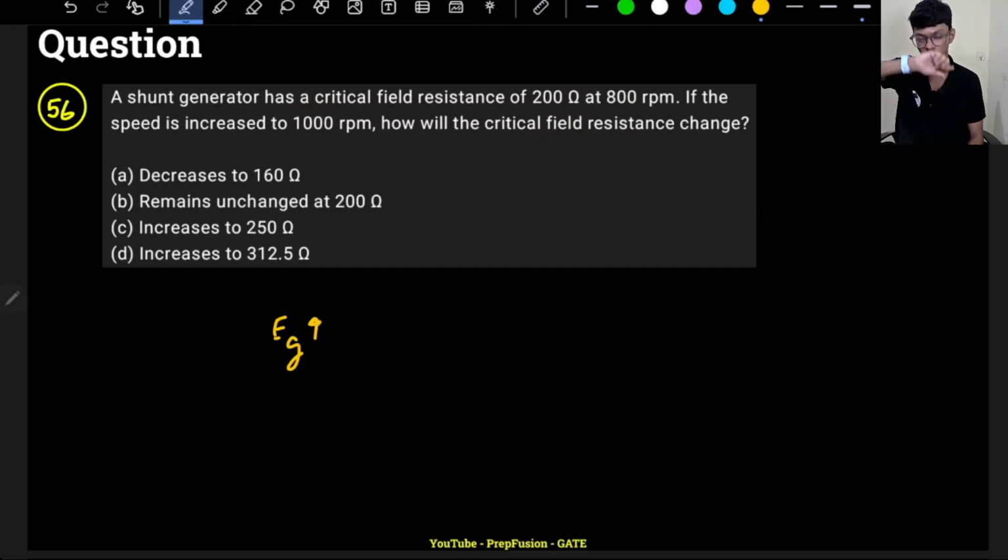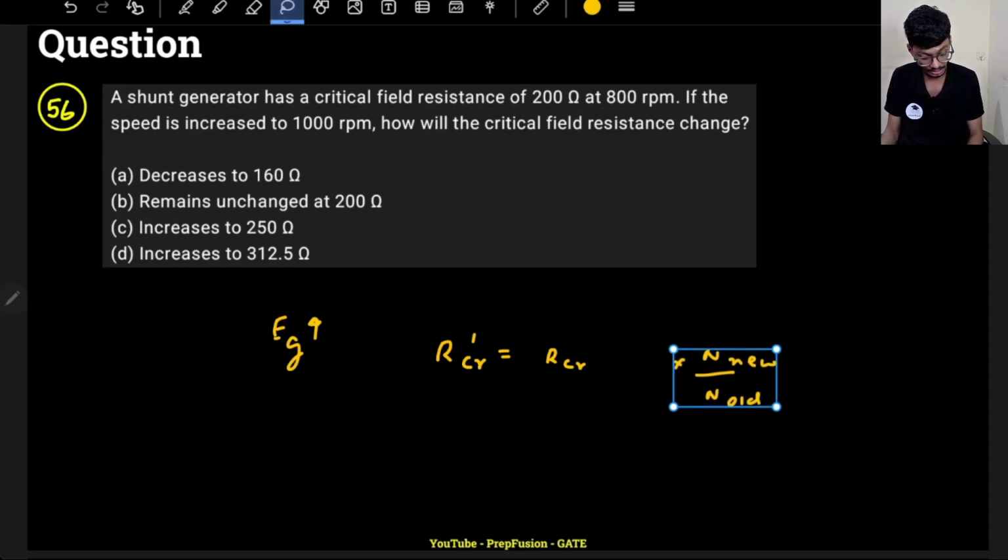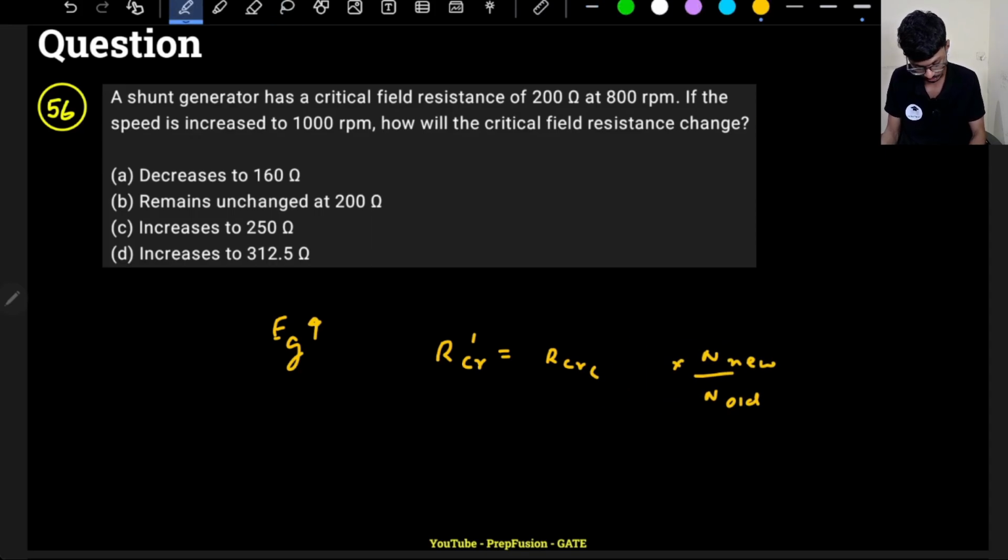So critical resistance will also go higher, because in the previous question I have derived that the new critical resistance R critical dash equals the initial critical resistance into n dash upon n, like the new speed upon the old speed. So I can write R critical new equals n new upon n old into R old. I'm not telling you to remember the formula, I have derived it. You can understand it conceptually as well, how it comes out.